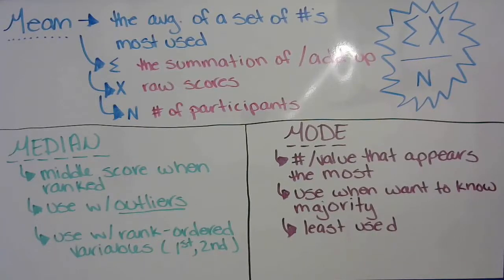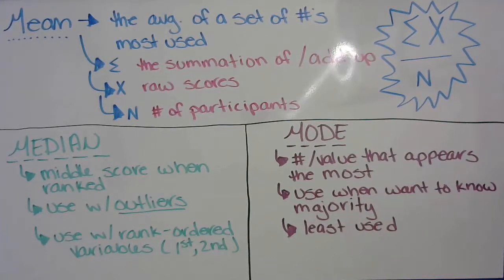So there are three components to central tendency, and that is the mean, the median, and the mode. Now the mean is the average of a set of numbers. This is also the most used form of central tendency because all of the scores of a distribution are used.